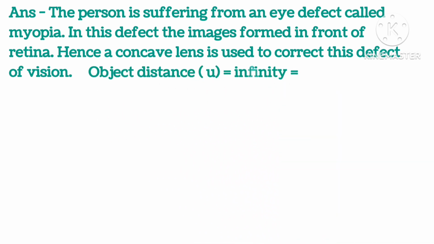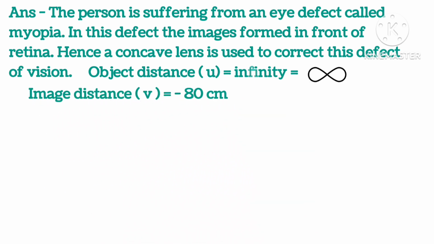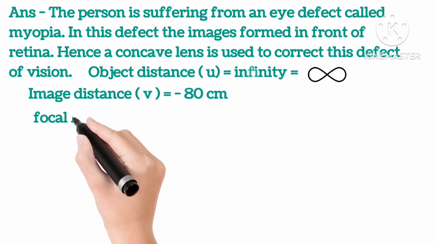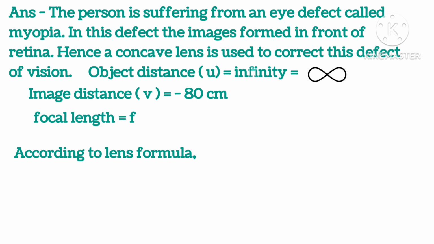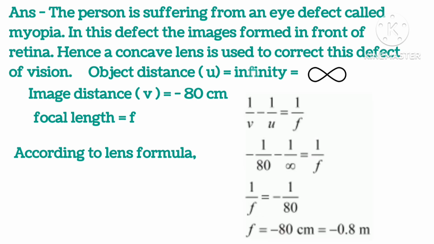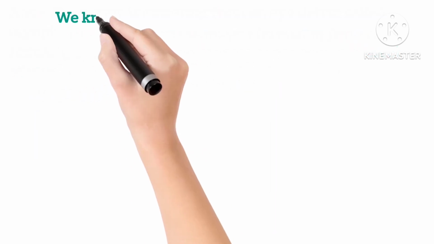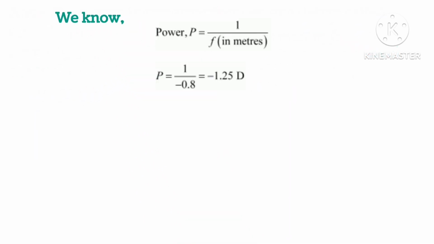Object distance u here is infinity. Image distance v is minus 80 centimeters. Focal length is f. So according to the lens formula, 1 by v minus 1 by u is equal to 1 by f. Putting the values, we get focal length minus 80 centimeters or minus 0.8 meters. Now we know that power is equal to 1 upon focal length. So putting the value of focal length here, we get power minus 1.25 diopters.